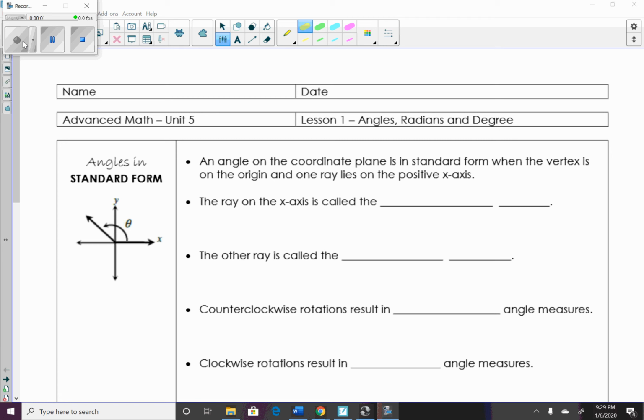Hi, so today we're going to talk about angles, radians, and degrees. So an angle in standard form is an angle on the coordinate plane where the vertex is on the origin and one ray lies along the positive x-axis. So that's what makes it in standard form.